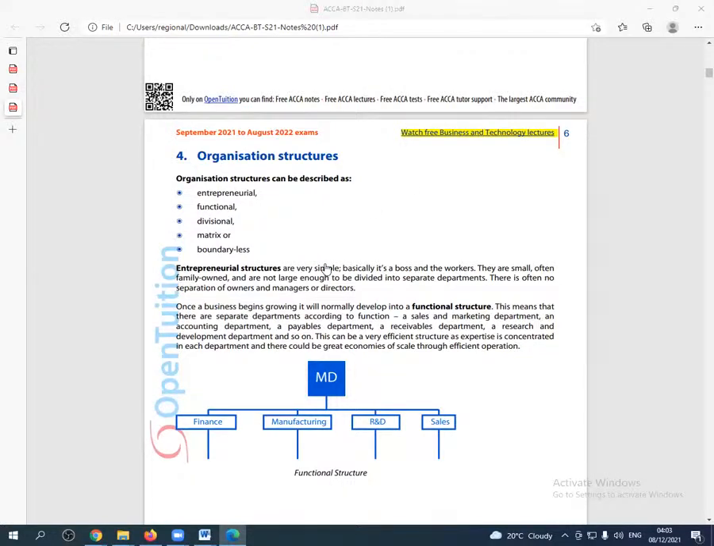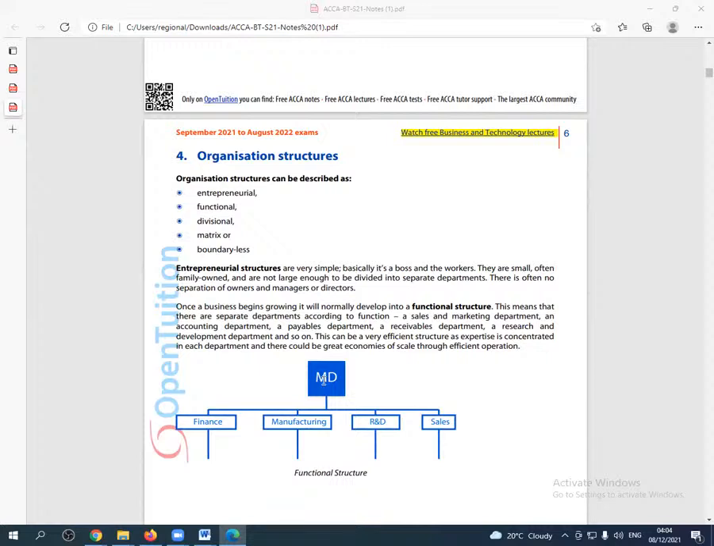So remember, organizational structures basically give us what we call the reporting structures. What are our reporting lines in the organization? Who is the senior most person? If you look at this structure here, we have the managing director. Underneath the managing director, we have other directors. These other directors are in charge of our functions.